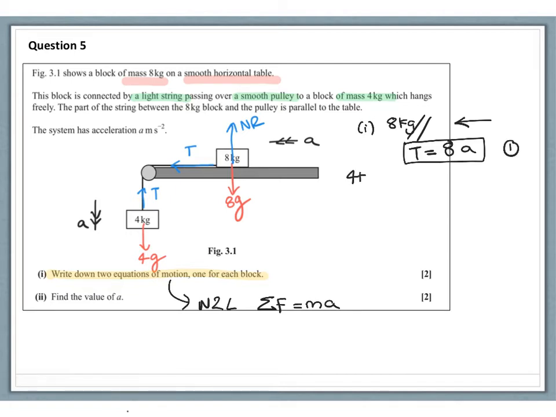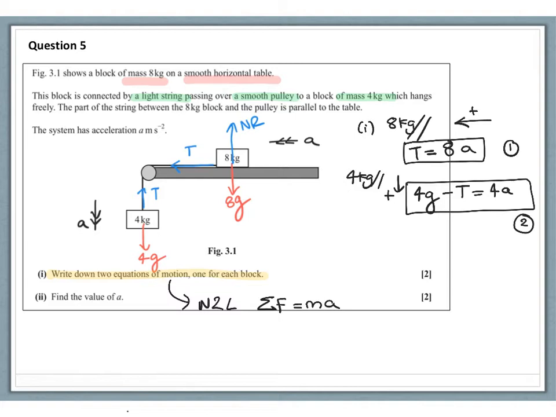Now the 4 kilogram block, I will choose down as the positive direction because that's its direction of motion. So I have 4g downwards, T upwards, so it's negative, equals the mass, which is 4 multiplied by the acceleration. Again, I don't know the value of the acceleration yet.